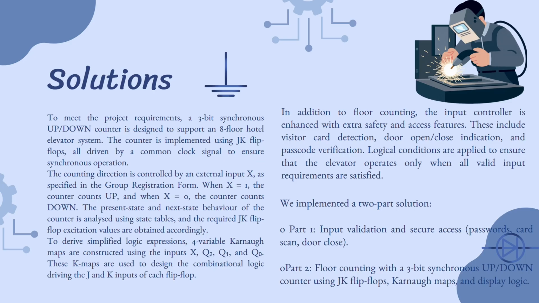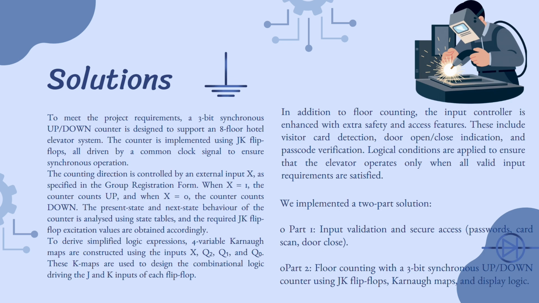For the solution to these problems, a 3-bit synchronous up-down counter is designed to support an 8-floor hotel elevator system. The counter is implemented using JK flip-flops, all driven by a common clock signal to ensure synchronous operation. The counting direction is controlled by an external input x, as specified in the group registration form, where when x is 1 the counter counts up, and when x is 0 the counter counts down.